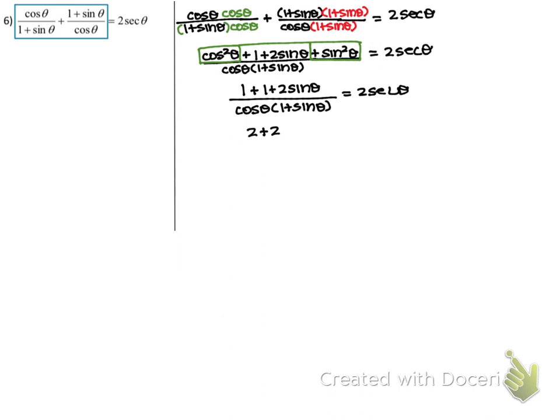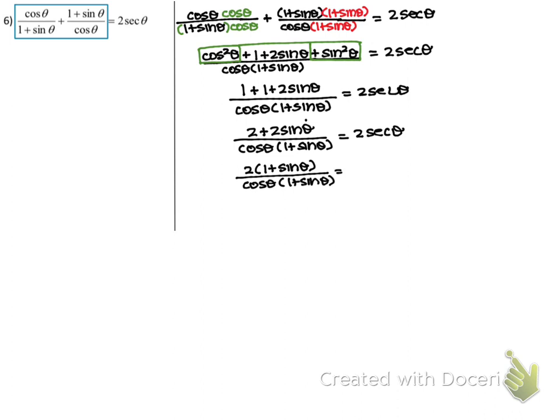Combine like terms. I think I can factor. So cosine theta, 1 plus sine theta. I have the cosine in the bottom that I want. But if you take a look at the top, those both have a 2 in common. And I can now cancel the 1 plus sine theta. That cancels, so I'm going to end up with 2 over cosine theta, which is where I need to be.